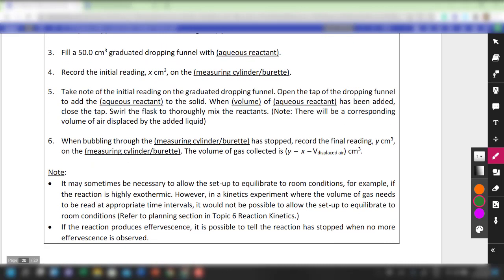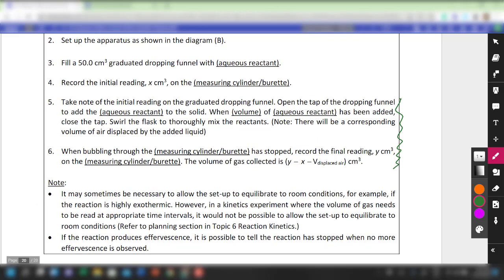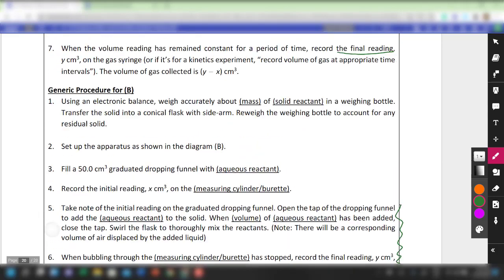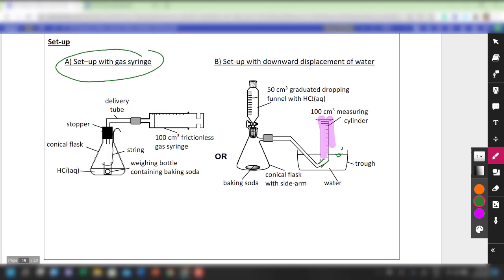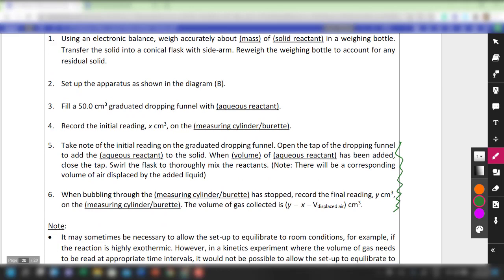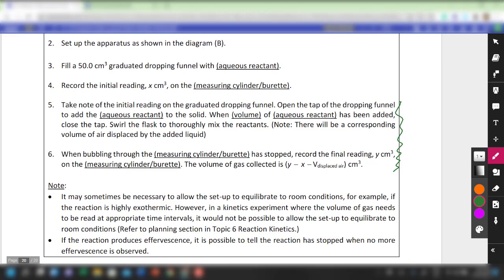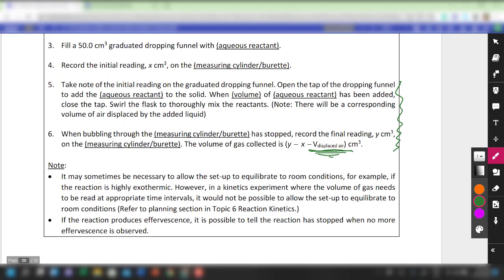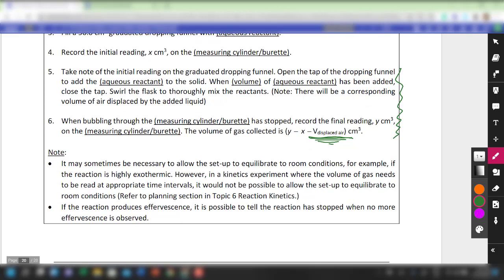Okay, what else should I be talking about? Okay, over here you might also want to take note that, let's say, in section B, where you are using a dropping funnel, you should also take note of the volume of the displaced air. Some of this part I think you need to be familiar with as well. And make sure you account for them when you do the necessary subtractions.